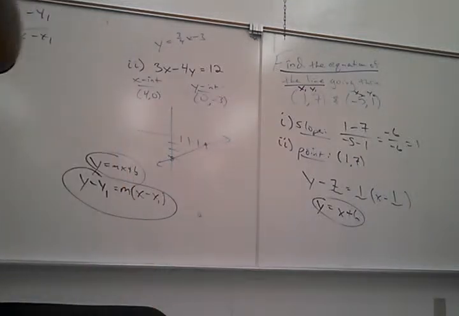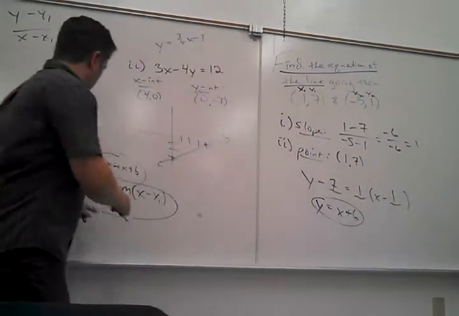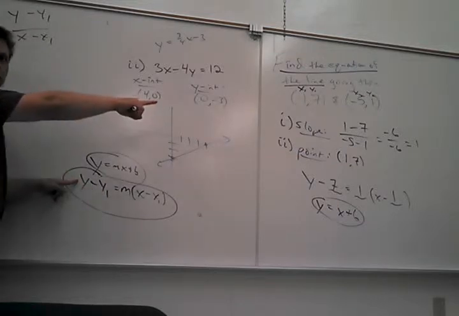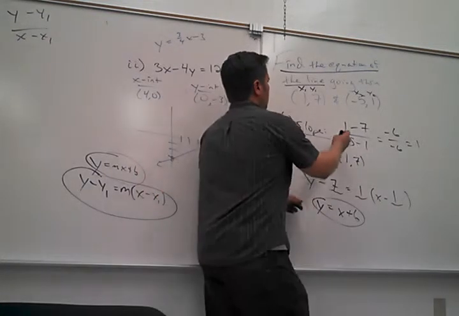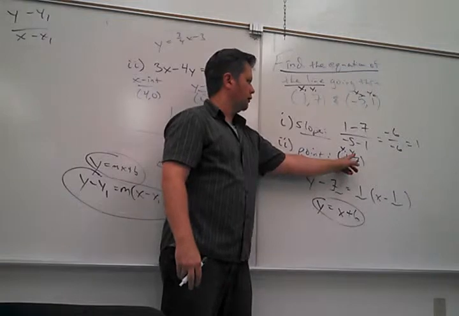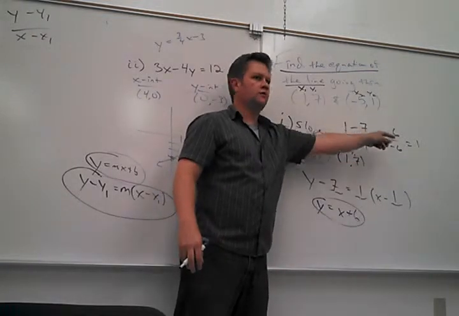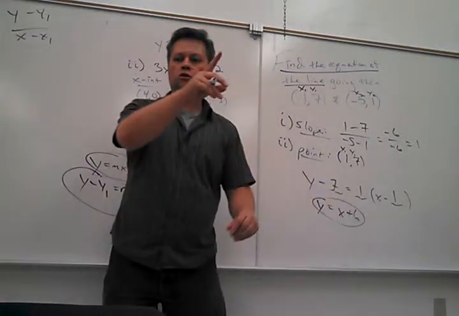Okay. I don't understand this, the last expression. Y minus 7? Yes, Y minus the Y piece. So what's the point I picked? 1, 7. So what's the Y piece? 7. So I picked this one. So Y minus Y1. Okay, Y1 is 7. Equals M. Okay, we figured out M is 1. X minus X1, well, X1 is 1.